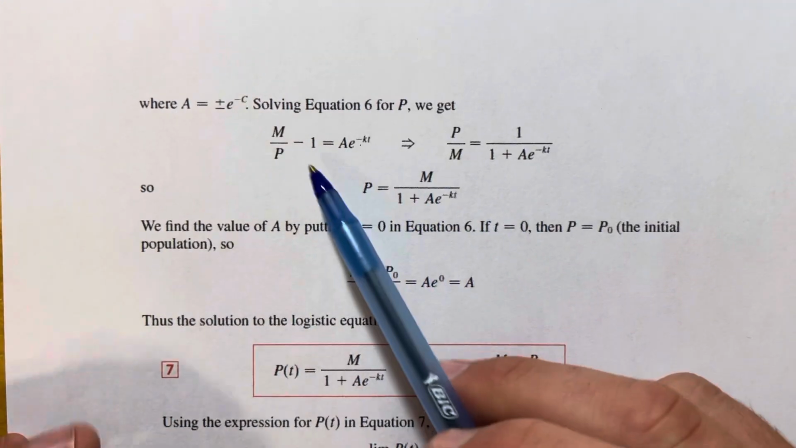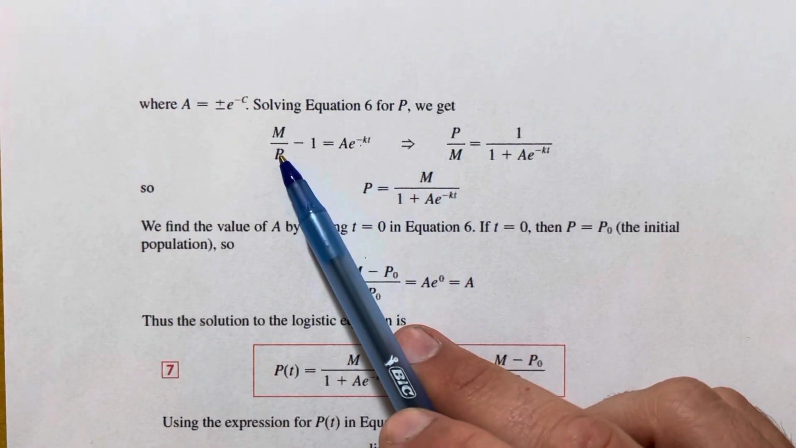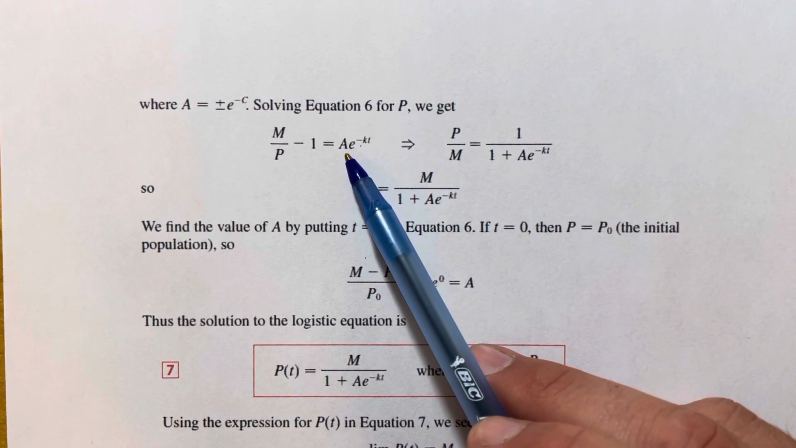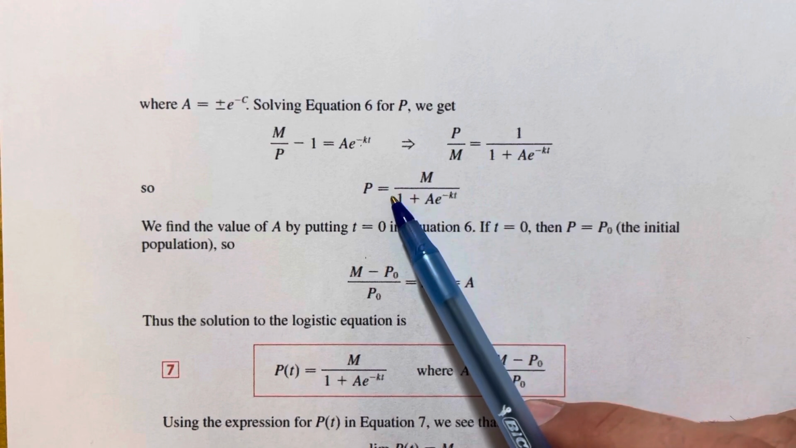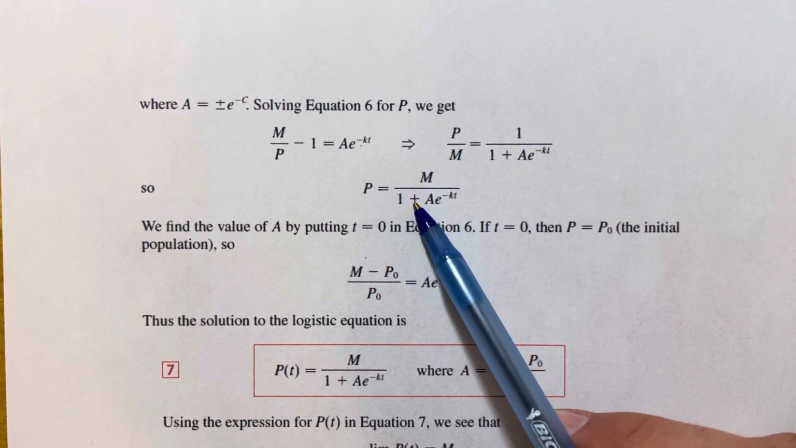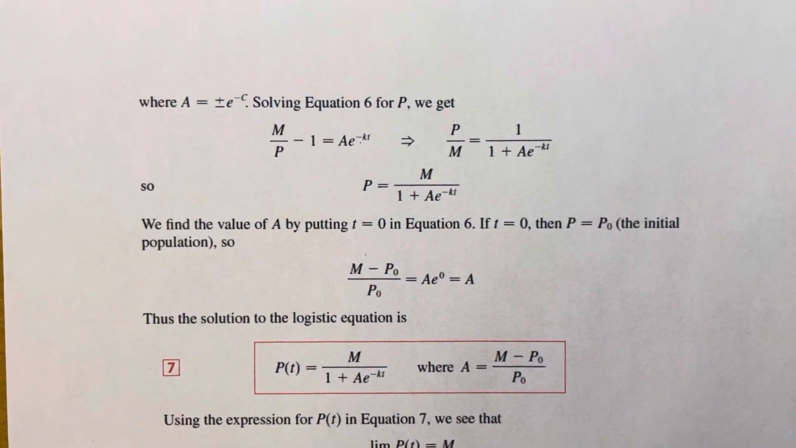The next thing I could do is add a 1 to both sides and then take reciprocals of both sides so that this becomes p over m equals the reciprocal of 1 plus a e to the negative kt. That's what we're seeing right here. Finally, multiplying both sides by m gives me p equals m over 1 plus a e to the negative kt. We've isolated p, which was really the goal this whole time.